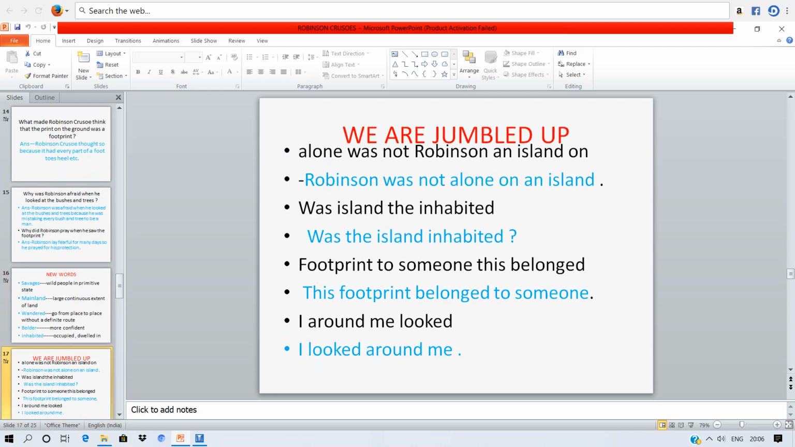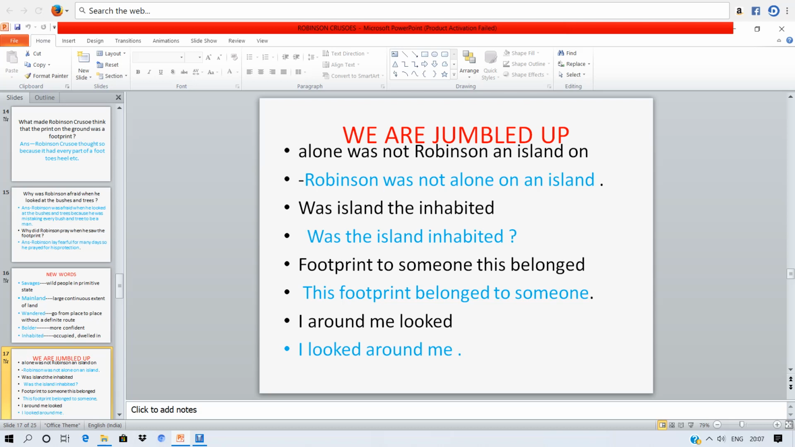Next slide is of jumbled up words. They are all jumbled up, and when the words are jumbled up, they don't have meaning. So if you have to take out the meaning or make them more meaningful, you have to unjumble it. Like, first one is: alone was not Robinson an island on. But when we rearrange it in a meaningful manner, it will go like this. Robinson was not alone on an island.